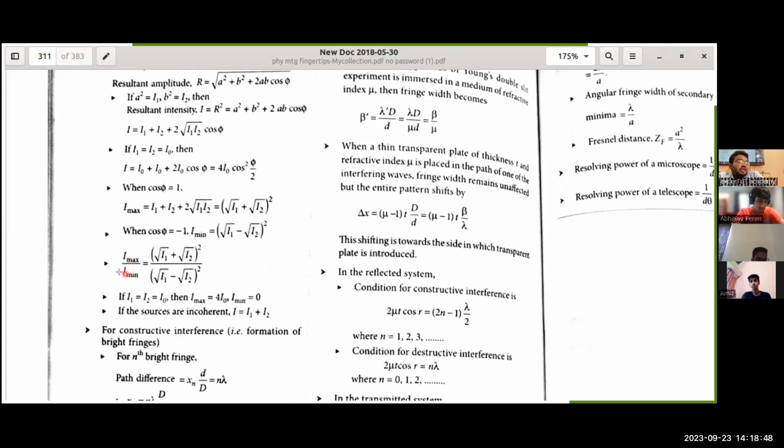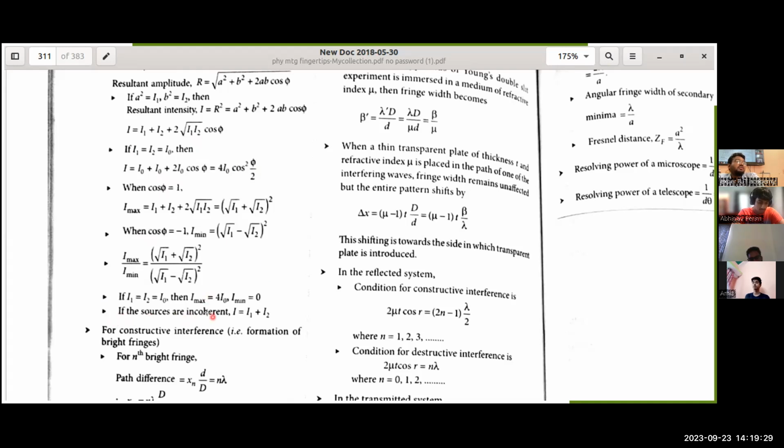Now there is something called I max by I min. So what is I max by I min? I just write I max by I min is this. And this we already wrote: if I1 is equal to I2 or I0, then I max is 4I0 and I min is 0. Already wrote it.